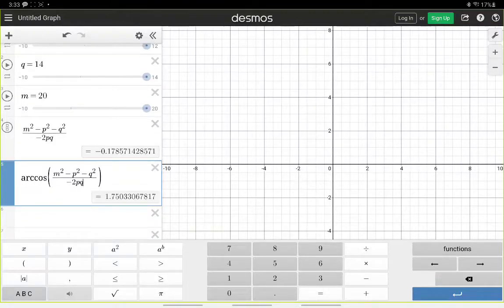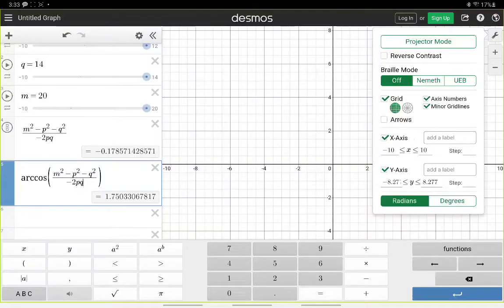Negative 2PQ. And there we go. Now something looks a little funny about this. That's supposed to be an angle measure. You might get a small angle measure, but 1.75, that's really small. Double check: the mode of Desmos defaults back to radians. I just clicked on that wrench in the upper right hand corner. Make sure you're on degrees. And oh, look at that number, 100.28. That looks so much better.